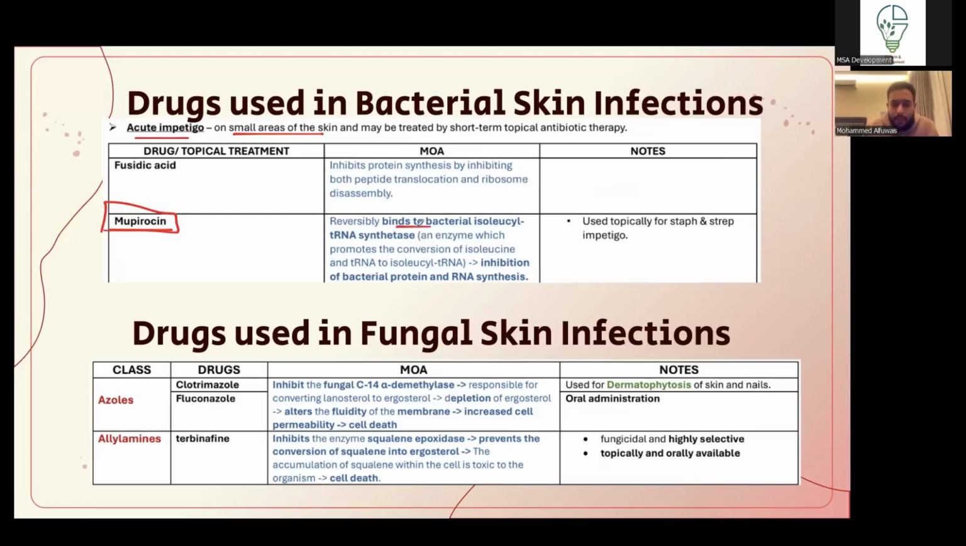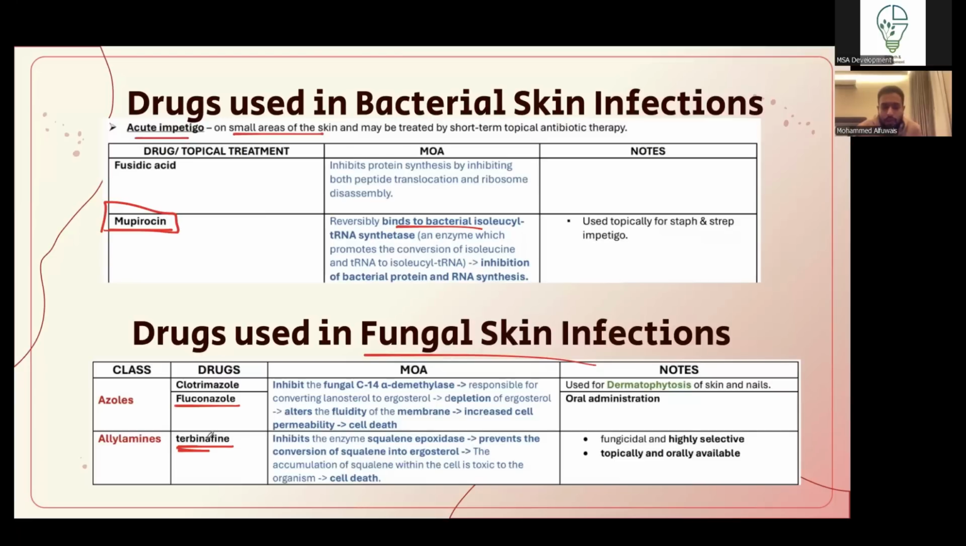Now, what it does, it binds to the bacterial tRNA synthetase, inhibits protein and RNA synthesis. Now, for fungal infections, we use azoles or terbinafine. Okay, usually, we use them both for dermatophyte infection of the skin. And now for candida, we use azoles, okay, mainly. But for dermatophytes, we use both of them, fluconazole and terbinafine.